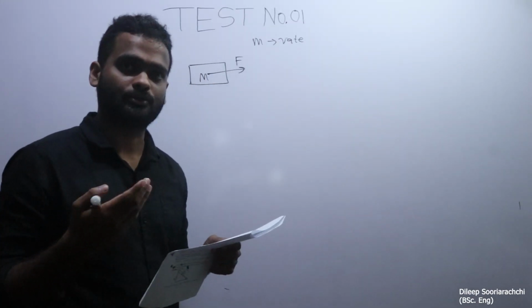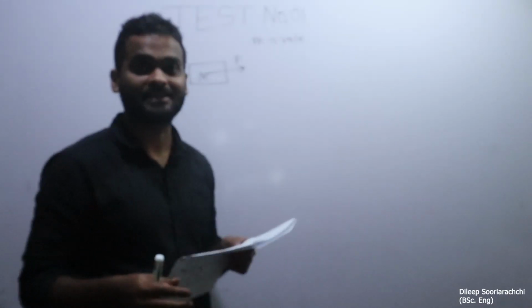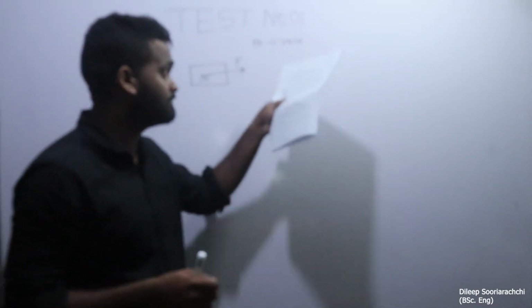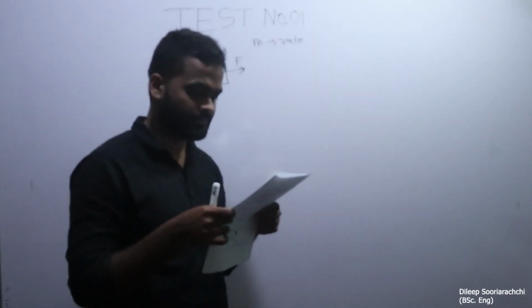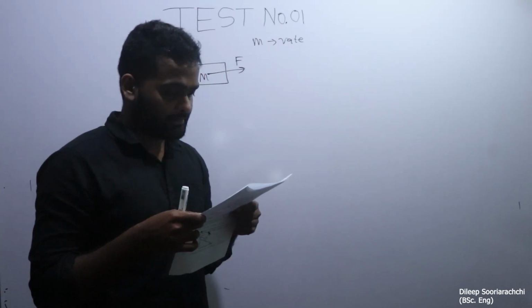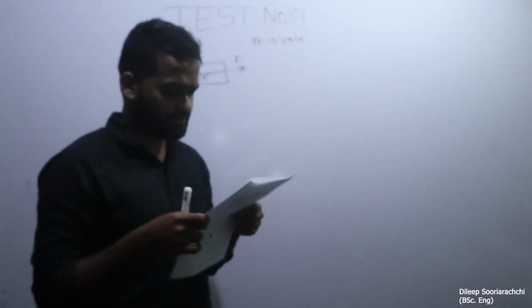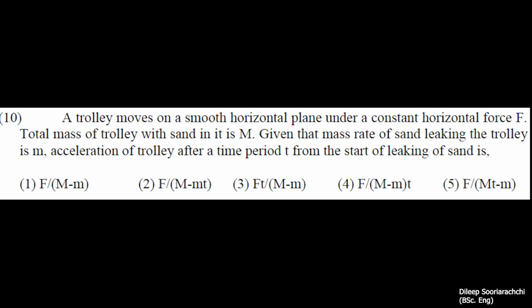It could be like 2 kilograms per second, 3 kilograms per second. It is a rate, right? Simply, it is a rate. They are asking the acceleration of the trolley after a time period t.